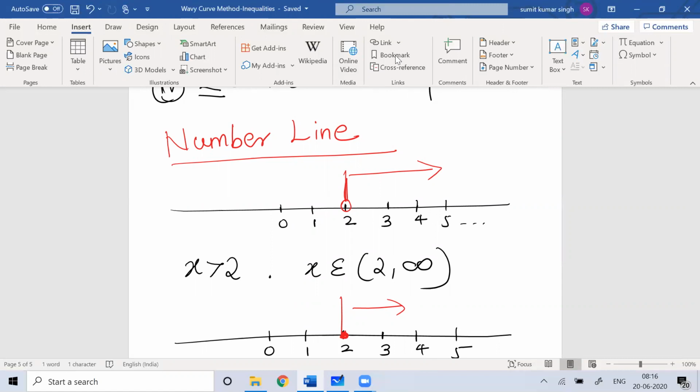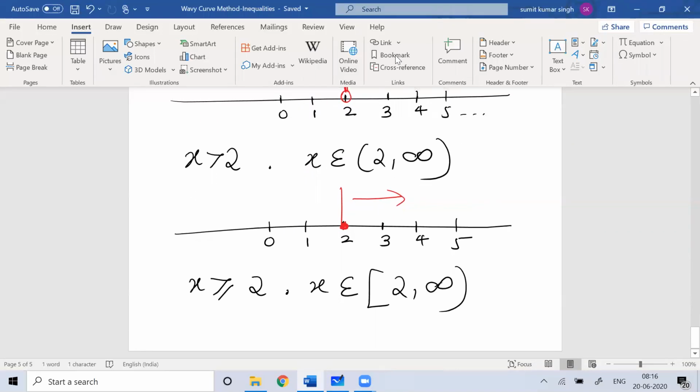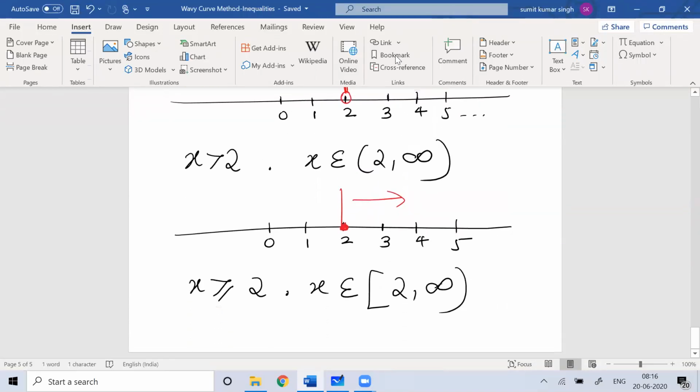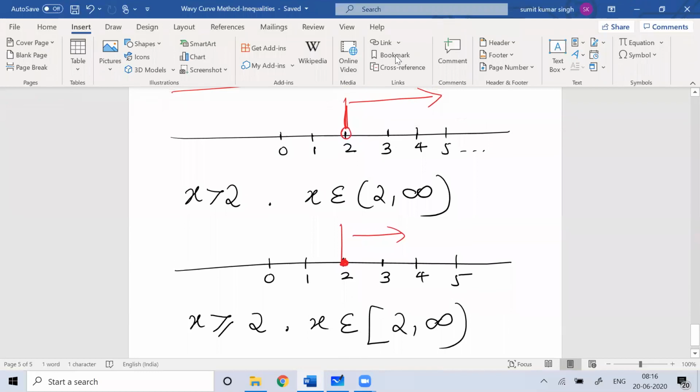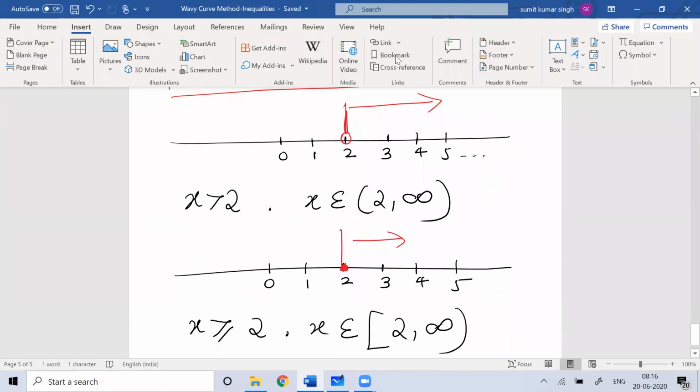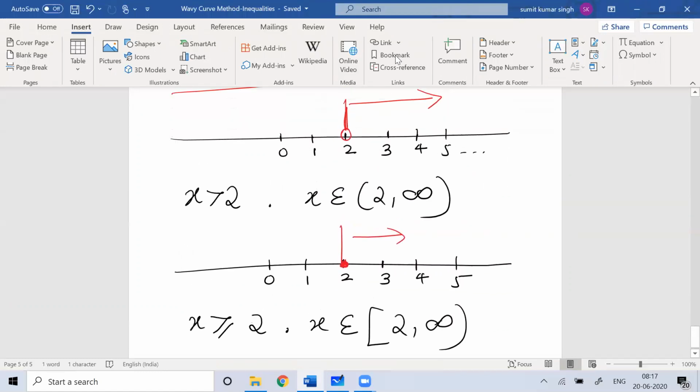In real numbers, on the number line I can talk about that relationship, where you can see the difference in the circle. One is a filled circle, another one is a hollow circle. When the value is not inclusive, we use a hollow circle, and when the value is inclusive, we use the filled circle. So if it is greater than or equal to, we use a filled circle. I hope you can easily understand this.